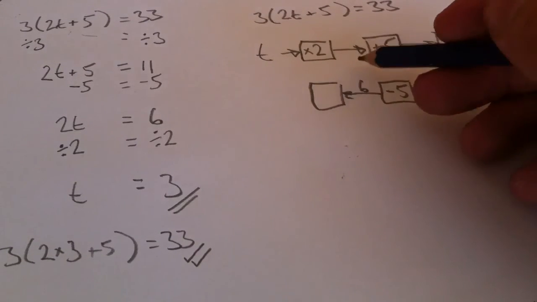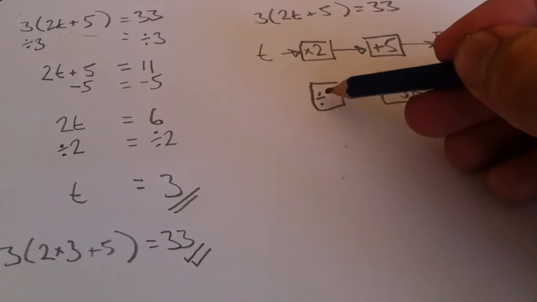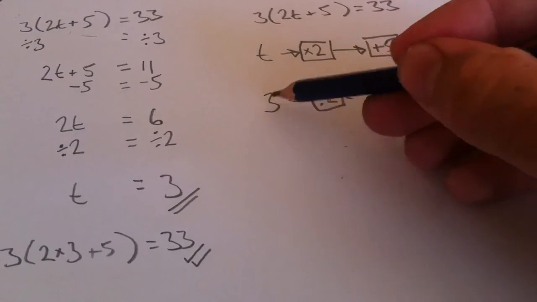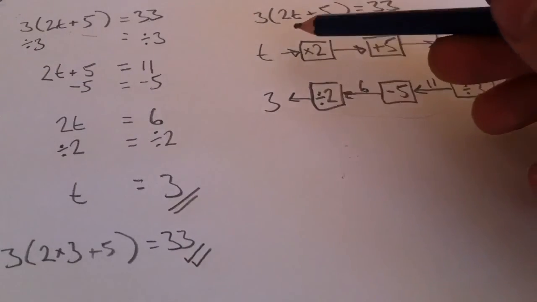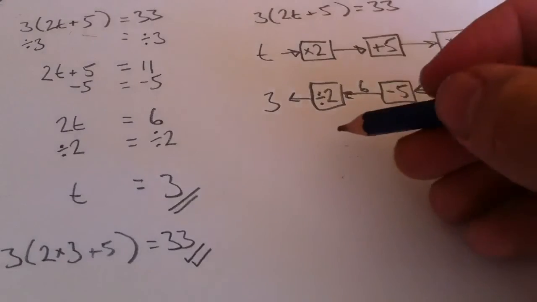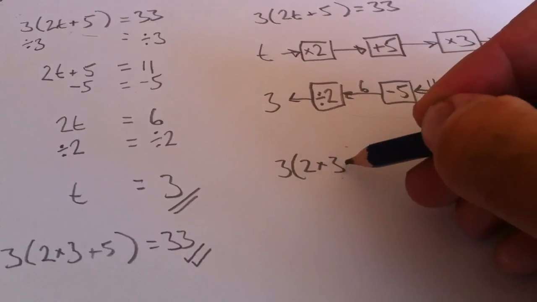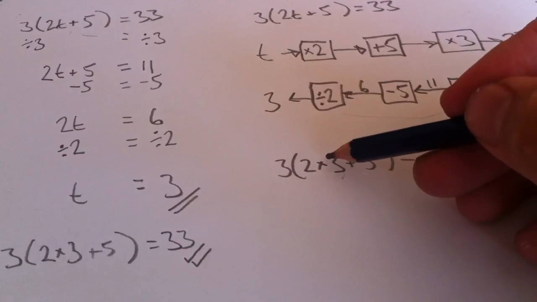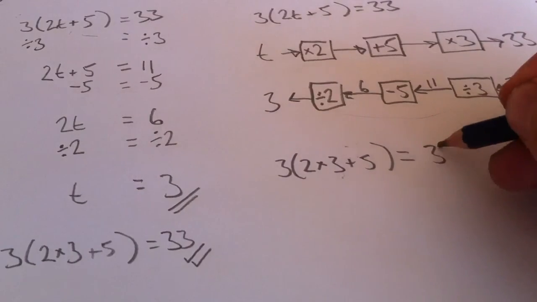And on our way to solve this, we times by 2 is the first thing we do. So to counteract that, we do the opposite, which is divide by 2. So 6 divided by 2 is 3. You can see why I prefer this method, because it is very straightforward and very logical. And again, we could substitute those answers in there to check. 2 times 3 is 6, plus 5 is 11, times by 3 is 33.